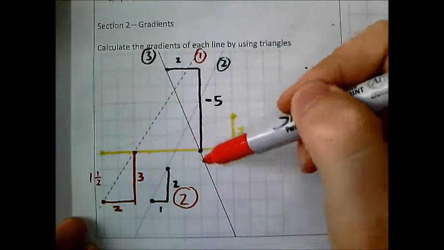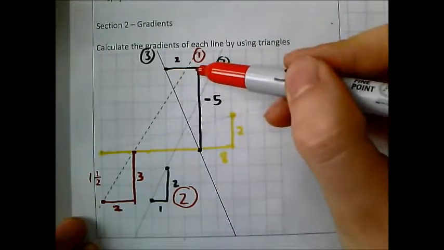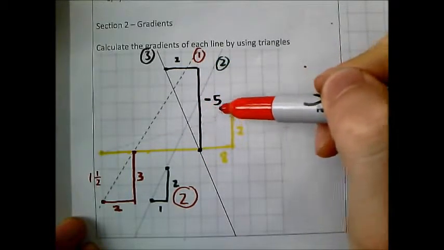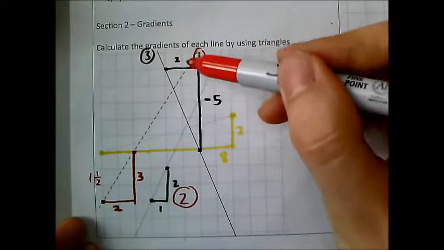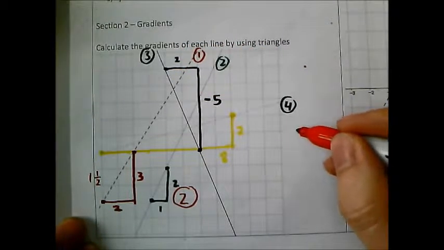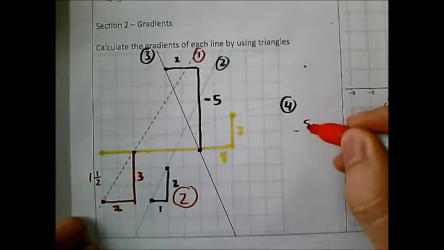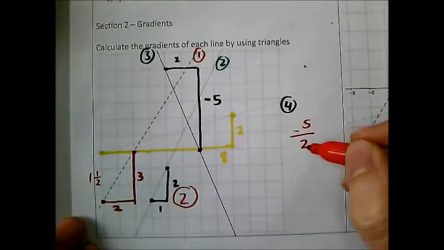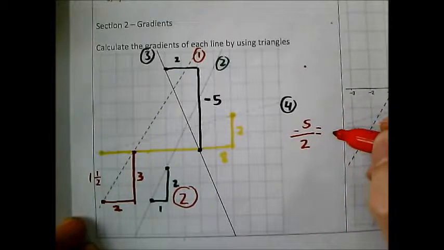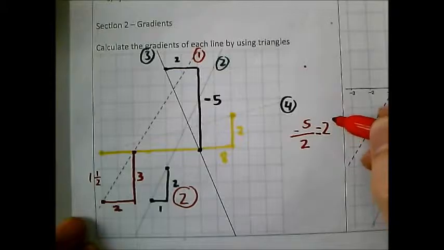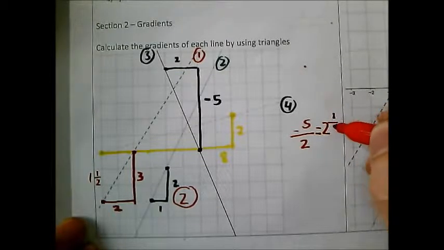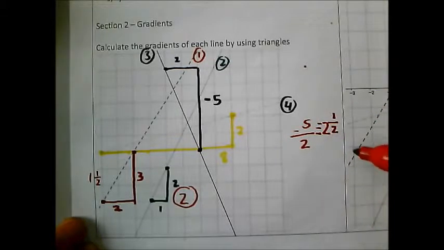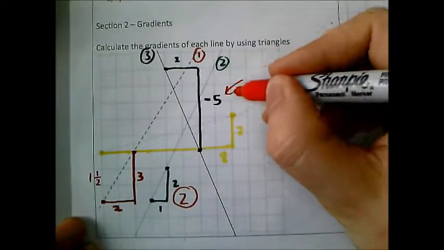This one's a little bit different. It goes 2 across, but it goes down 5. So it's going to be negative 5 divided by 2. Okay, so if you need a little bit of help there, you can do negative 5, and you can write divided by 2 like this. And then I think, how many 2's go into 5? 2 2's go into 5, with 1 left over out of 2. So the answer is negative 2.5 for that one there.